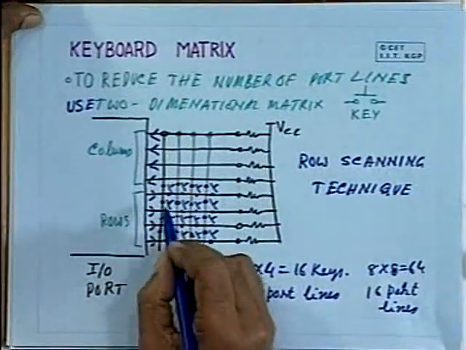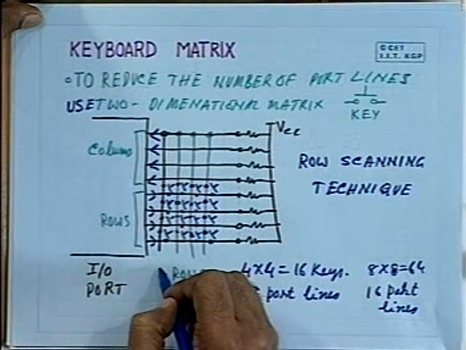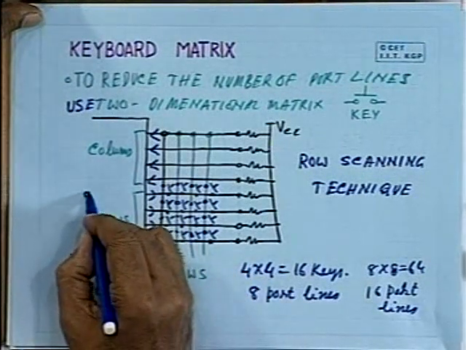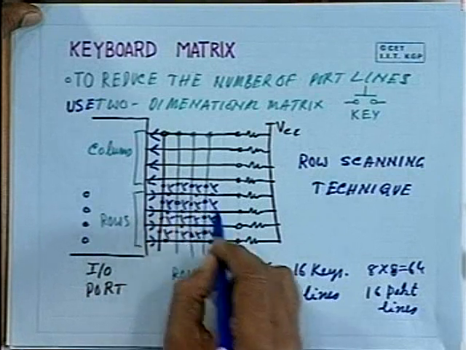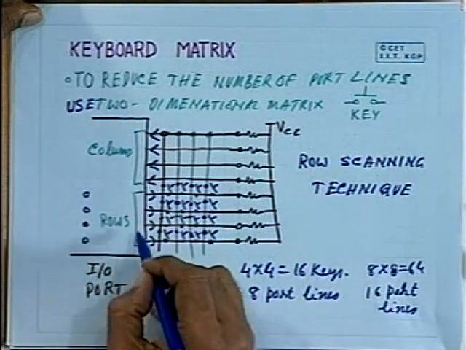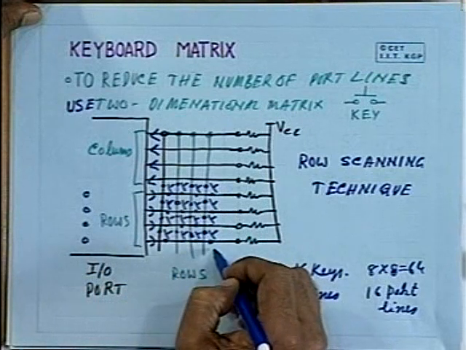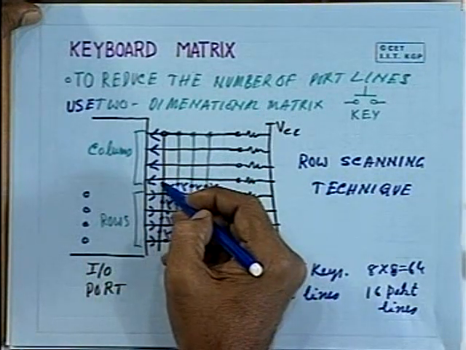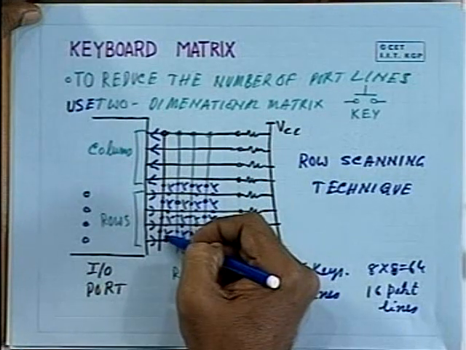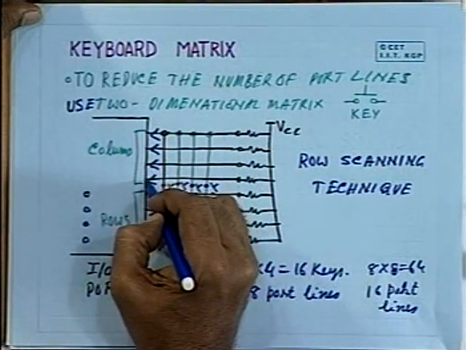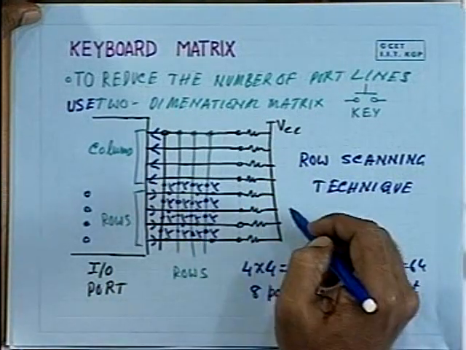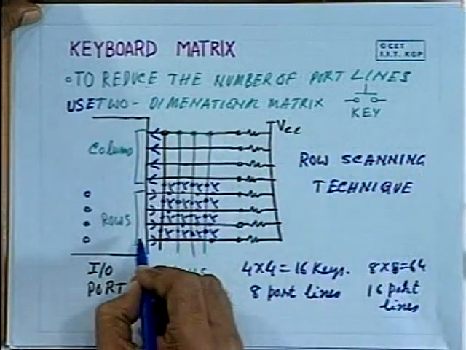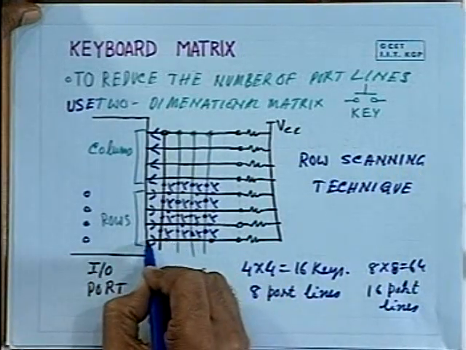How can you do that? Let us try to understand how we can do this. You will output all 0s on the row lines and read the column lines. What will happen? If there is any key depression, you will not get 1111. One of the lines will be 0, because if the switch is closed, as you have seen, this is connected to this, and since you are making it low, that line will become 0.